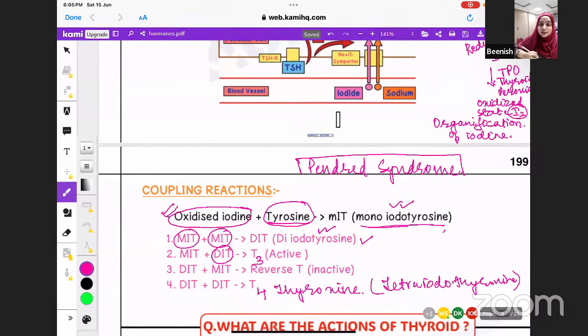Now, another thing, your thyroid peroxidase, which was converting your reduced form of iodine into oxidized iodine. If this enzyme is blocked, what will happen? You will not have oxidized iodine. And if you do not have oxidized iodine, what will happen? Your thyroid hormone synthesis will be affected. Okay, so if you give thyroid peroxidase blockers, what are you trying to do? You're trying to decrease the thyroid hormone synthesis. So your TPO blockers, that is thyroid peroxidase blockers, they are anti-thyroid drugs.